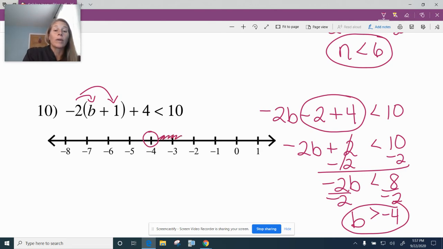All the numbers greater than -4 are -3, -2, -1, 0, and then all those positives, which would continue on here. And because my variable's on the left, I could use that little arrow pointing trick to figure out my number line graph as well.